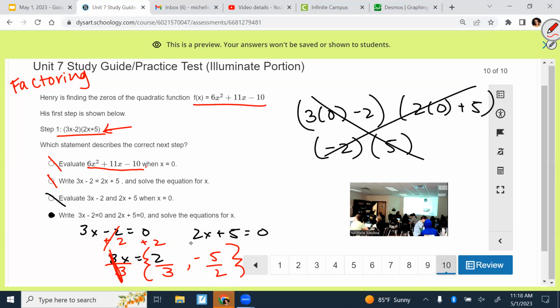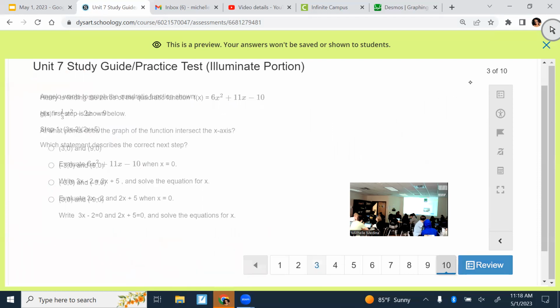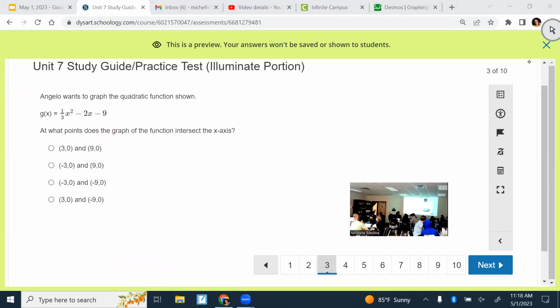Michael T? Number 3. Okay, so Angelo wants to graph the quadratic function shown. At what point does the graph of the function intersect the x-axis? So what would probably be the best method to solve? Probably by graphing it. He solved it by graphing, so why not do it the same way?